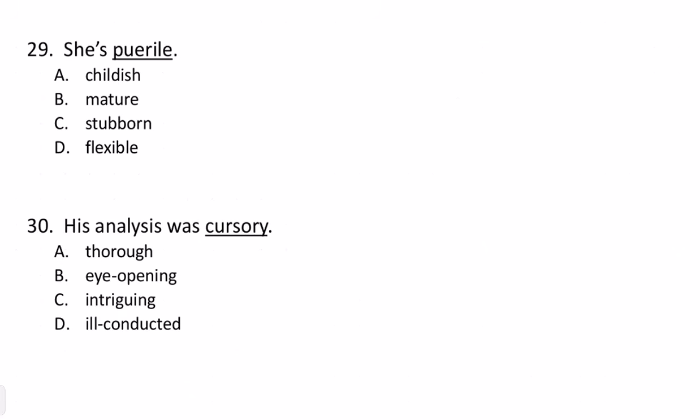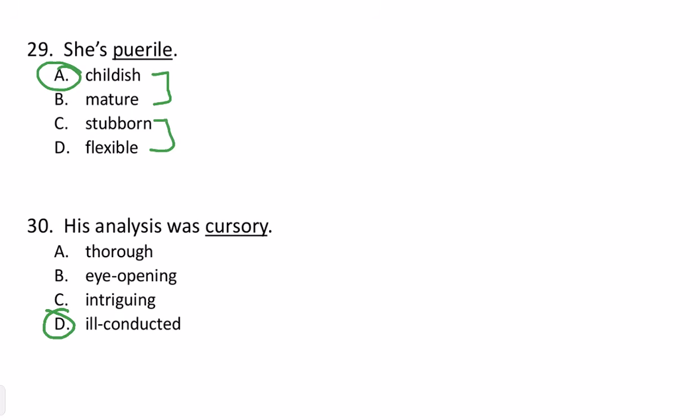Okay, 2 more. She's puerile. You really just have to memorize this one. You notice that this is an opposite pair and this is an opposite pair. The correct answer is childish. Finally, his analysis was cursory. Well, whenever you do something cursory, you do it very quickly, you're not careful, you don't pay attention that much. So the best answer is going to be ill conducted.